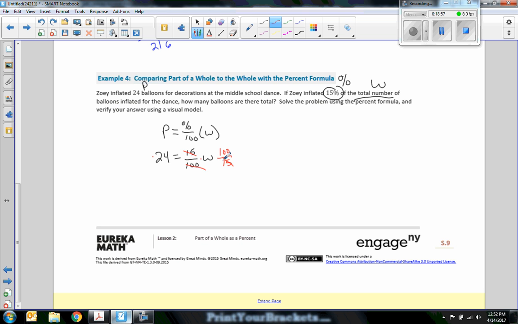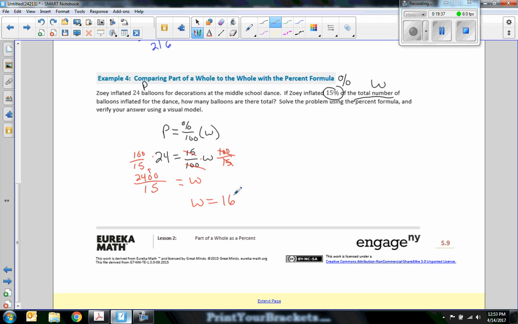The 15s will cancel, the 100s will cancel, and we get 1 W. And I multiply this by 100 over 15, and I get 2,400 divided by 15. So W is going to equal 15 goes into 24 once, with a remainder of 9, and 15 goes into 90 6 times. Okay, now when I'm done, I get an answer of 16.